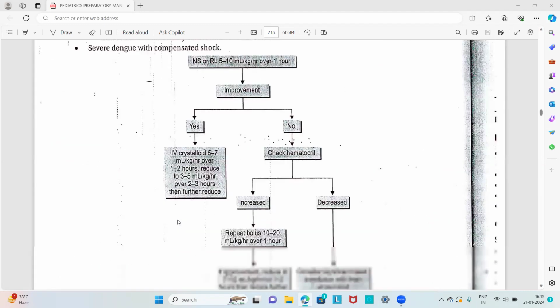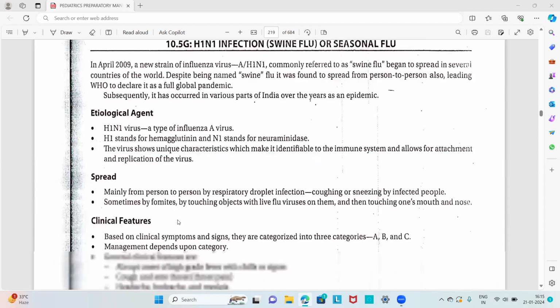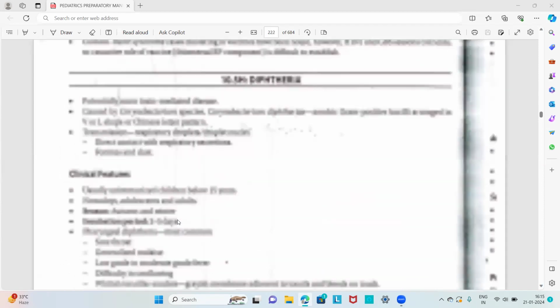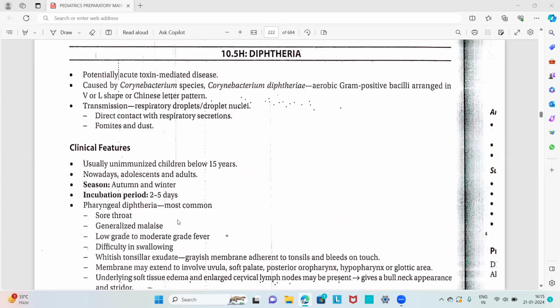Then, another infection is diphtheria. Diphtheria is a potentially acute toxin-mediated disease. It is not usually due to Corynebacterium diphtheriae itself. It is due to the toxin produced by Corynebacterium diphtheriae. So it is a potentially acute toxin-mediated disease.